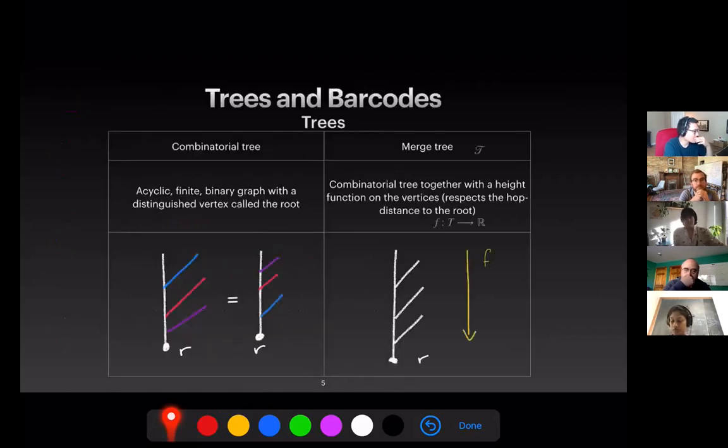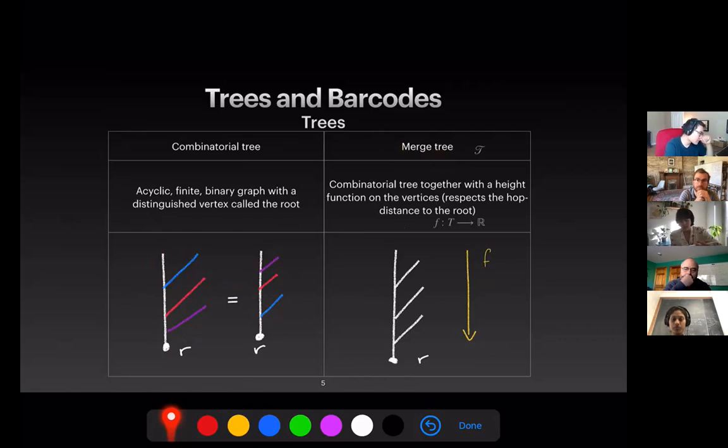So just so we have the same definitions for trees, what I will call a combinatorial tree is just an acyclic finite binary graph with a distinguished vertex called the root, because we're talking about trees, we need a root. So basically, these two trees are the same as combinatorial trees because their adjacency matrices are the same. So whether the blue, red, and purple branches, they're all attached to the white one. So the order here doesn't matter. It's just the adjacencies that is recorded.